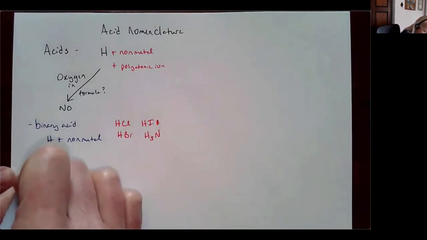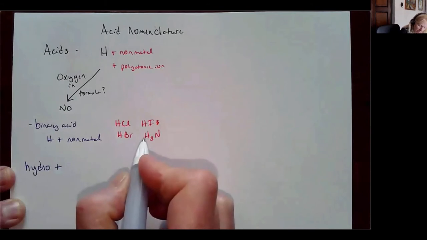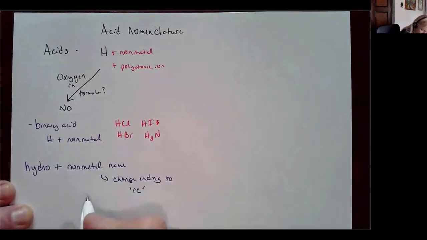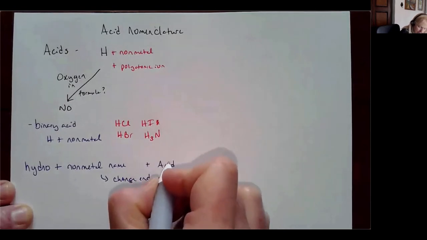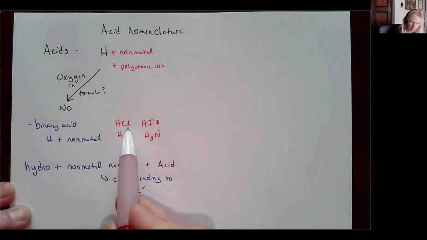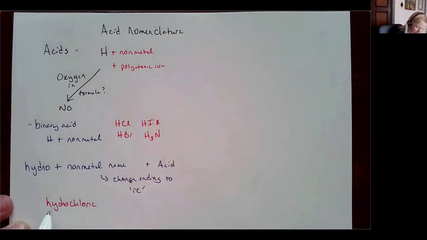So if I have a binary acid, I'm going to start the name with hydro plus my nonmetal, but I'm going to change the ending to ic, and I'm going to add acid at the end of that. So my nomenclature for this would be hydrochloric acid or hydrobromic acid. Hydrochloric. So when I see hydro here, that means there's no oxygen in that acid.